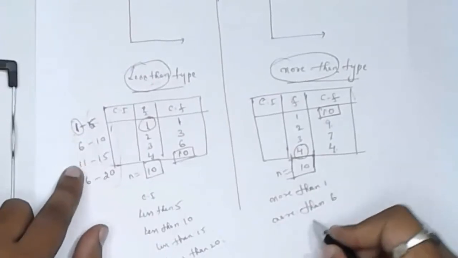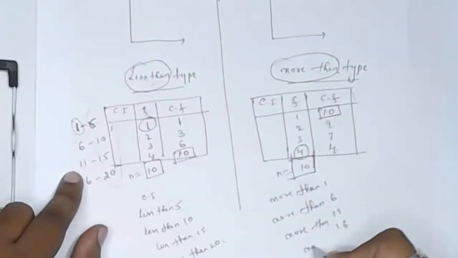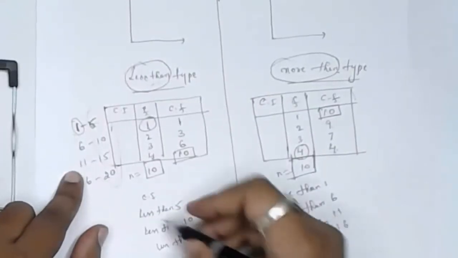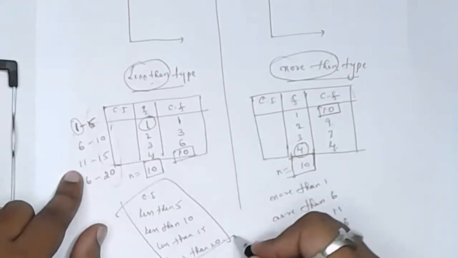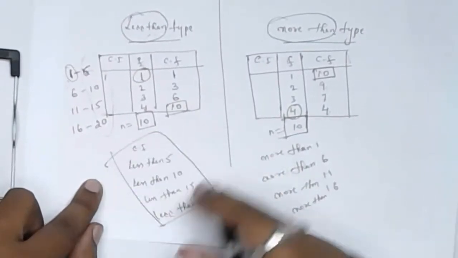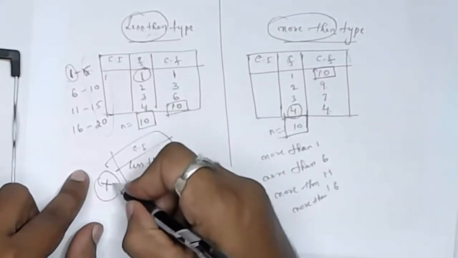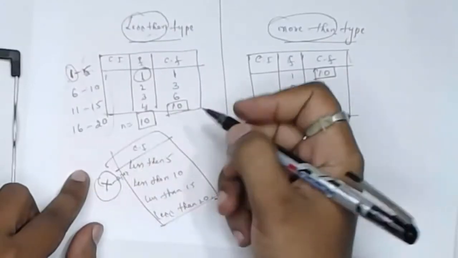More than 6, more than 11, more than 16. We have to use these words. What exactly are these? We have written here less than 5, less than 10, less than 15, less than 20. What is this? These are nothing but our x-axis, in the graph where we plot.